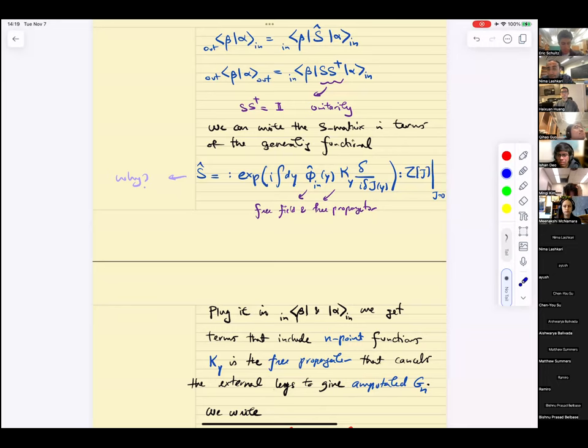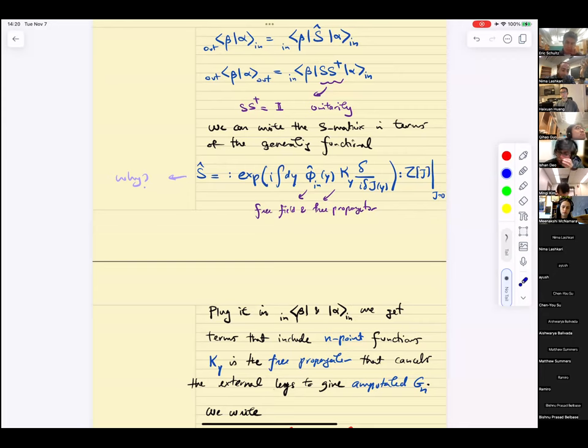Then we talked about the S matrix. Another result is a rewriting of the S matrix in terms of amputated Green functions. First we said that the S matrix has to be unitary in a theory where time translation is a symmetry. That means that the matrix elements of S dagger S are just a Dirac delta function, or sorry, Kronecker delta, whatever you want to call it. This expression is the LSZ formula. It tells you how to calculate the S matrix in terms of the generating functional.